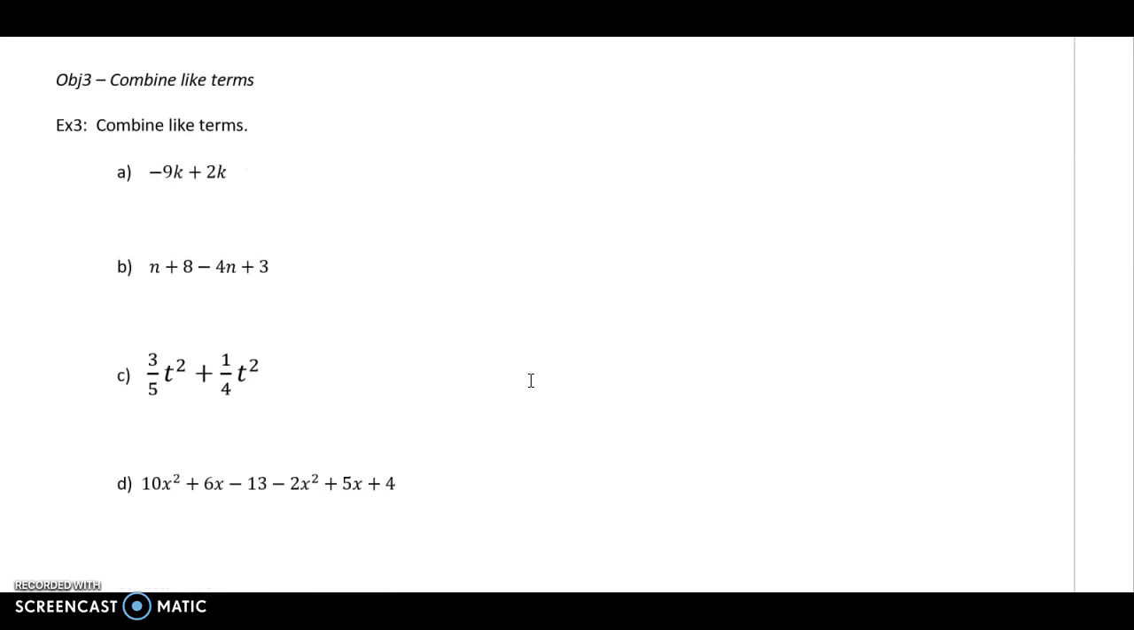So with that idea, we're going to combine like terms. Combining like terms uses adding or subtracting, and it depends on the sign and the symbol. We might be adding or we might be subtracting. So negative 9k plus 2k, we're just going to look at the negative 9 and the plus 2, and that's going to give us negative 7, and we don't lose the k. So negative 9k plus 2k is negative 7k. The k stays the same.